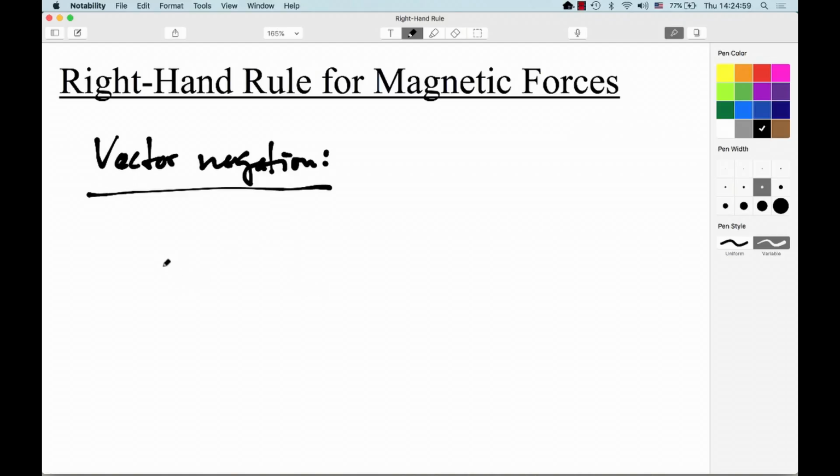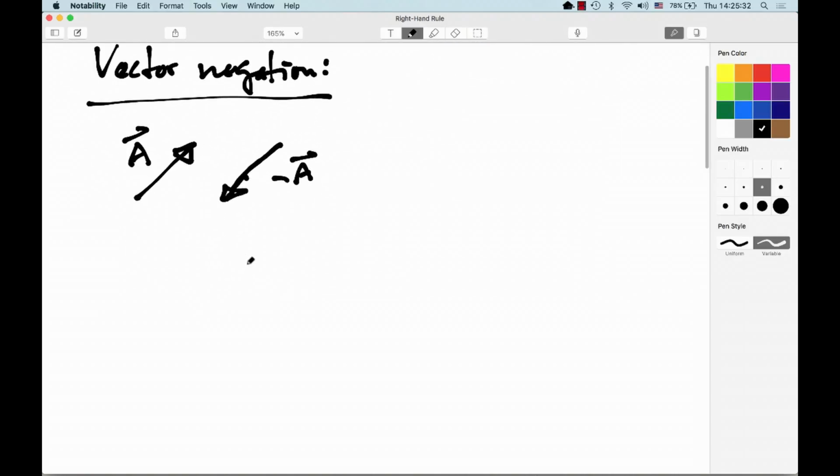So let's say that we have some vector A, and let's say that it is pointing up and to the right. By definition, the negative of that vector, negative A, will point down and to the left and have exactly the same length. We say that these two vectors are anti-parallel, which is just a fancy way of saying that they point in exactly the opposite direction. Now let's see how that applies for looking at the magnetic force.